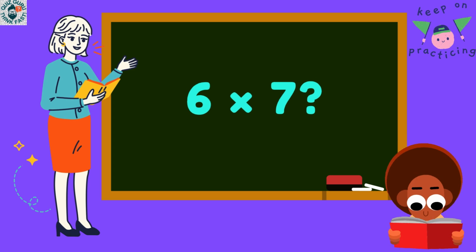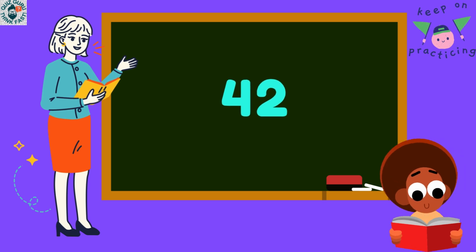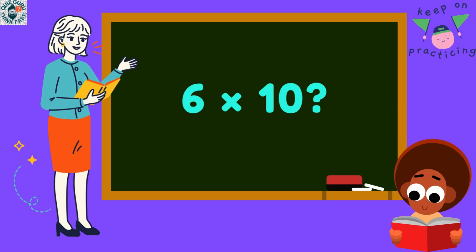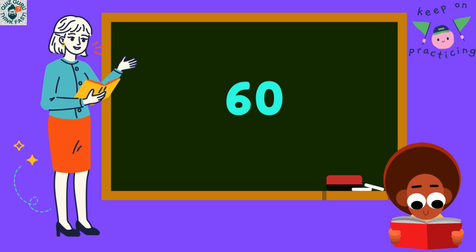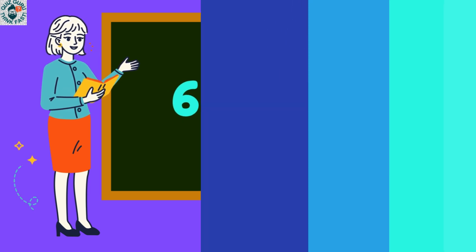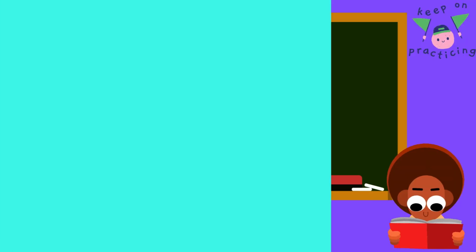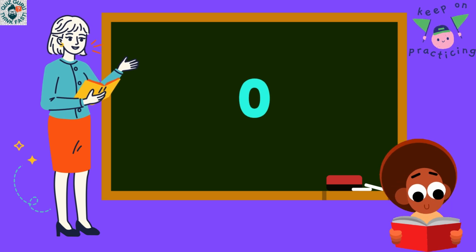What is 6 times 7? It's 42. What is 6 times 10? It's 60. What is 6 times 11? It's 66. What is 6 times 0? It's 0.